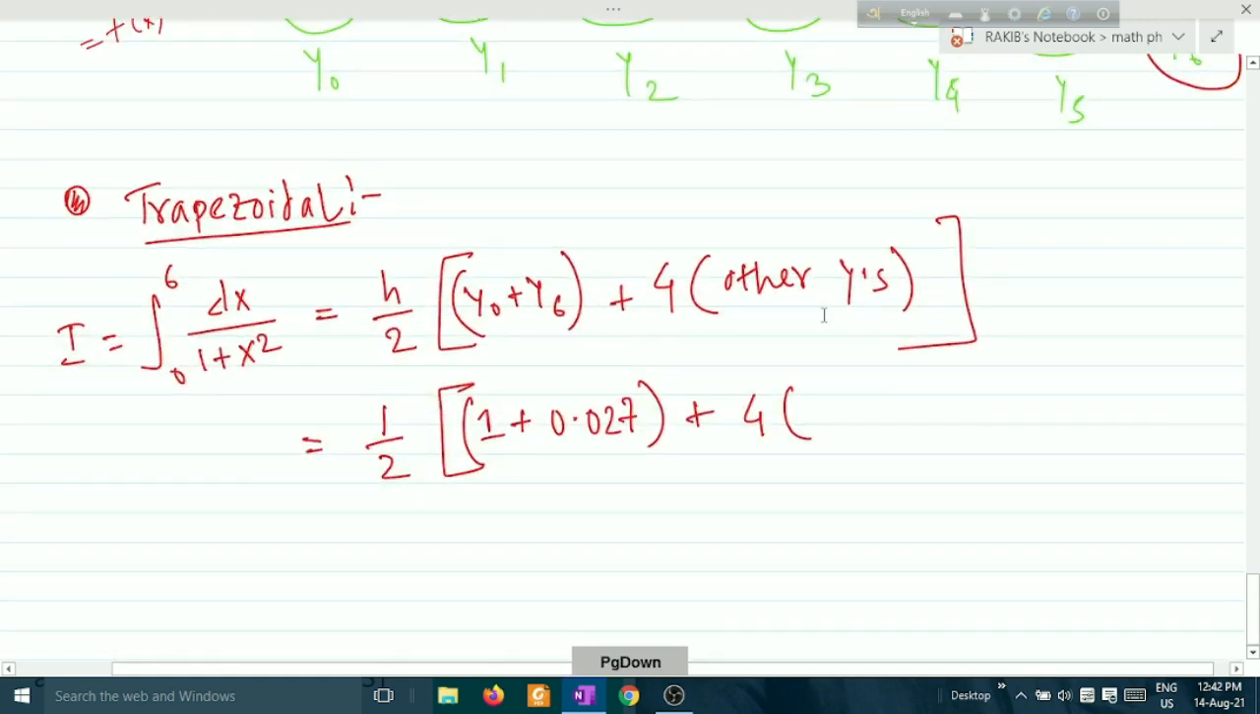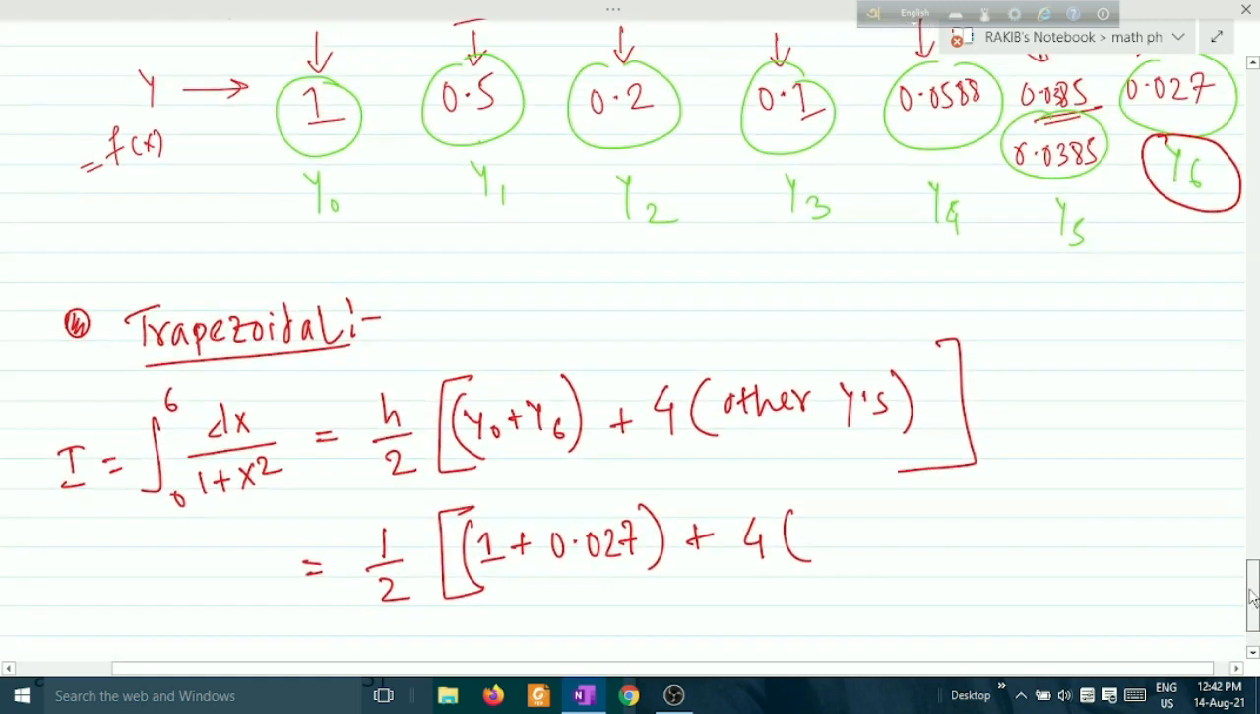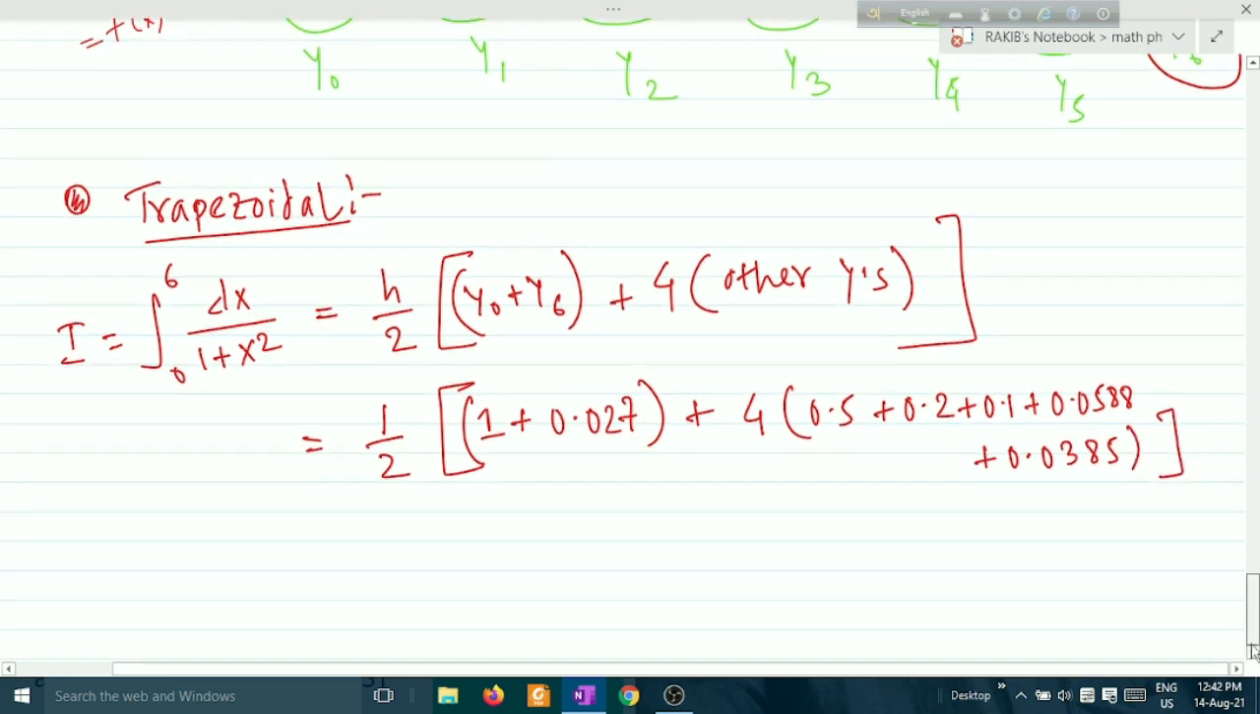y1 is what? Let me check this thing out. Just wait. y1 is 0.5 plus 0.2 plus 0.1 plus 0.0588 plus 0.0385. Solve this thing out, you will be getting the value of the integration. Please let me solve this thing in calculator. I'm calculating this thing. Just wait for a while.